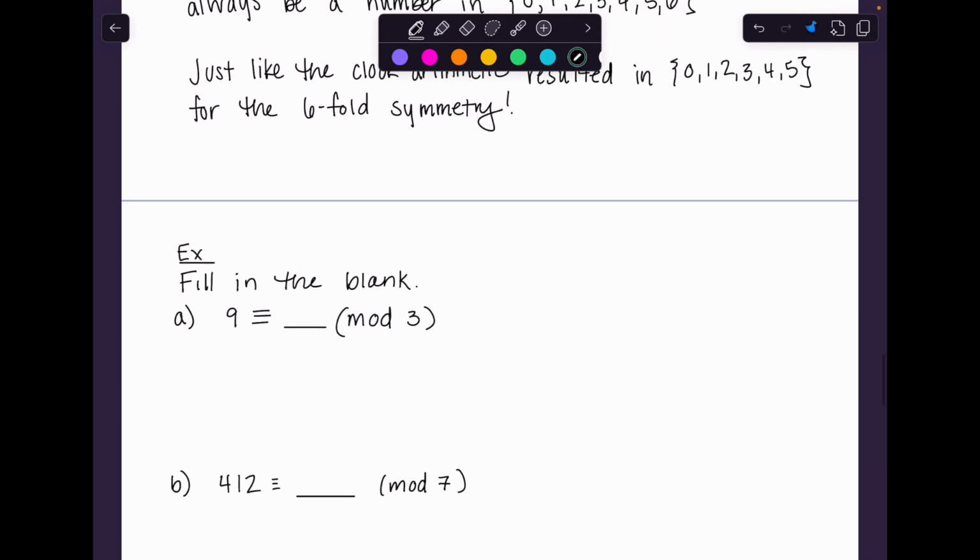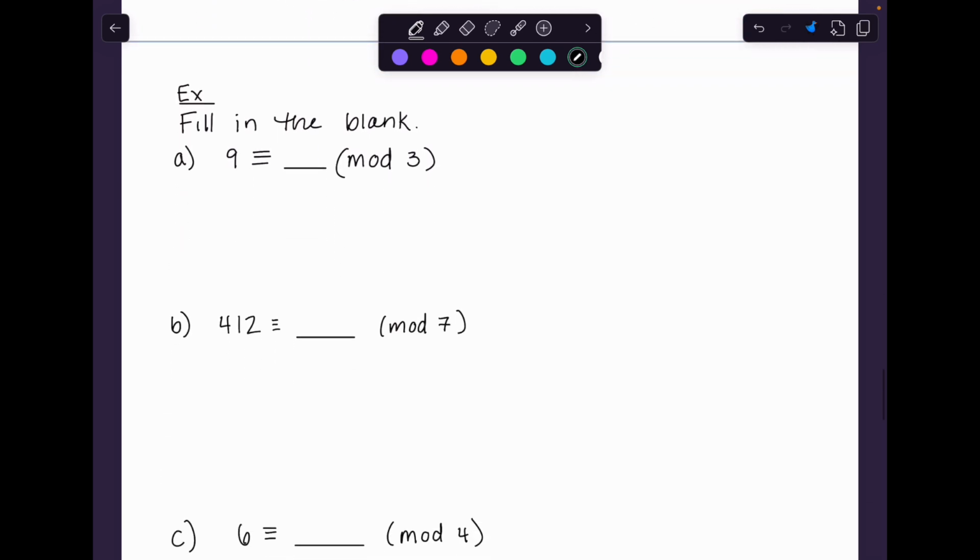So we're going to start with, what is 9 equivalent to under modulo 3? So again, I'm looking for the remainder. This answer should be one of the numbers 0, 1, or 2. Those are the only possible remainders, okay?